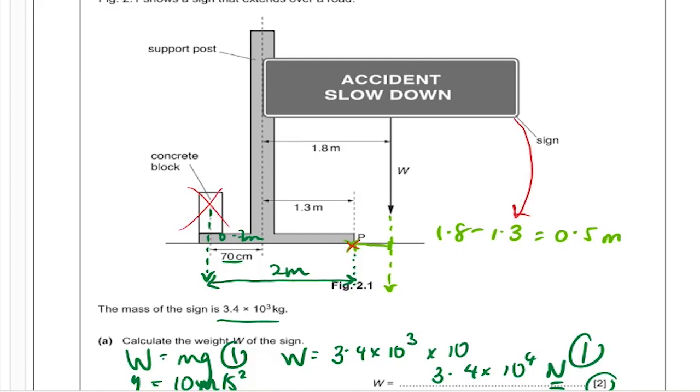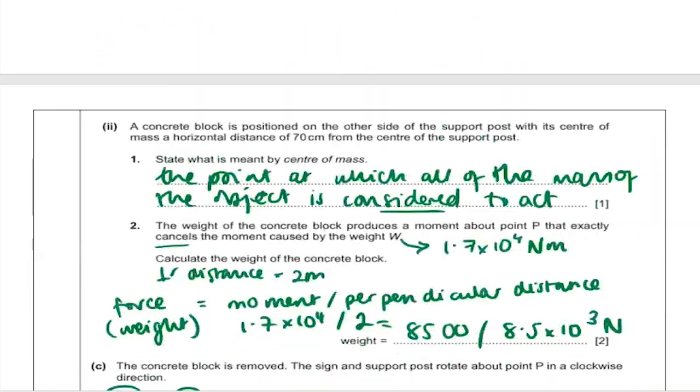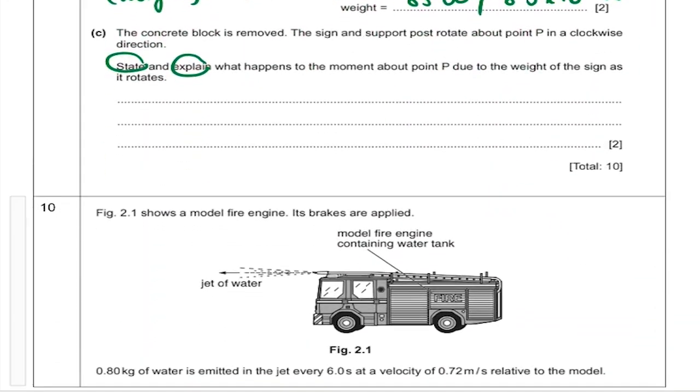So the sign is going to start to fall, and I want you to think that as that sign starts to fall, where the weight line will be will shift. But it's always doing that about this pivot point P. So actually what has happened is the perpendicular distance between the force, which is weight, and the pivot point has actually increased. So what we're going to say is we're going to state, for the first mark, the moment about P increases. And that is worth 1.